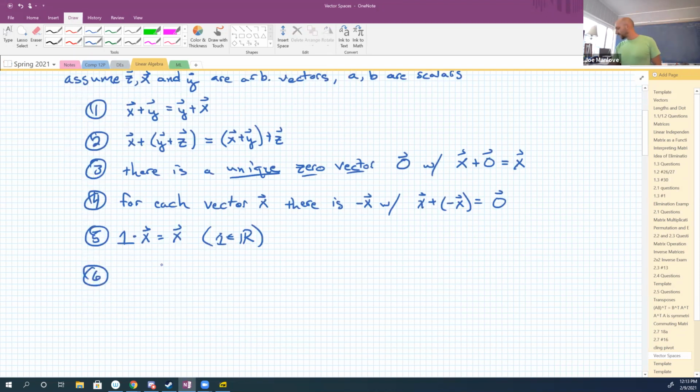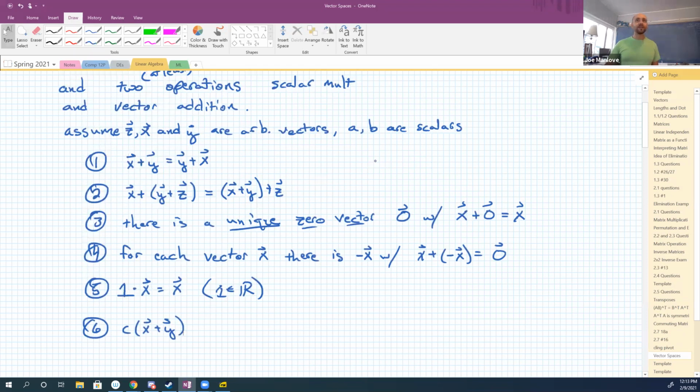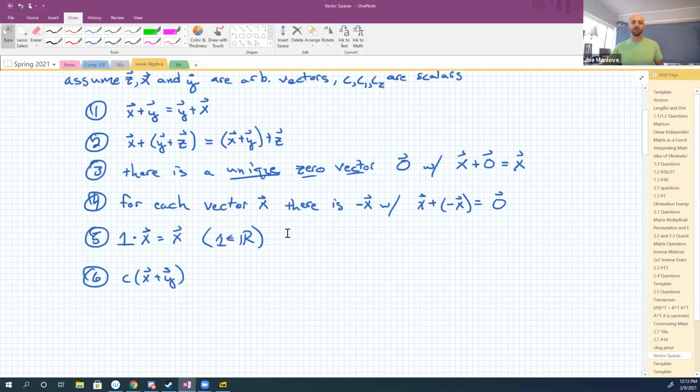All right. Thing 6 is c times x plus y. So if I take a scalar c and multiply it. Oh, and I said a and b were going to be my scalars, and then I started using c because the book uses c. So I'm going to say c, c1, and c2, just to mimic exactly what it says in the book so you don't get confused if you look this up later.